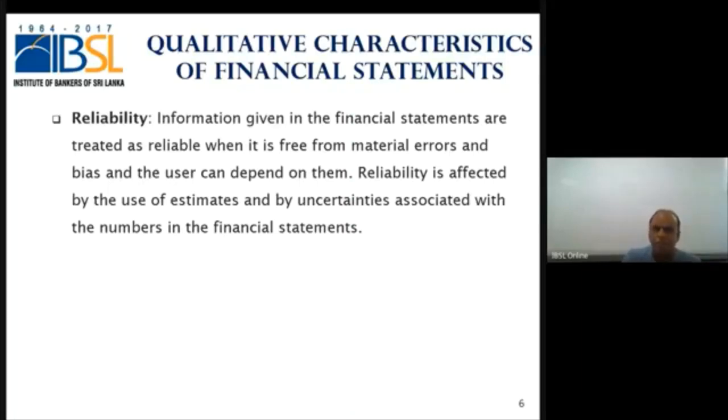Reliability is affected by the use of estimates and by uncertainties associated with the numbers in the financial statements. As we go on, we will learn that you will make a lot of assumptions, and you will also make use of certain estimates in order to prepare your financial statements. By any chance, if you make use of any assumptions or any estimate that is not realistic, then your financial statements may not be reliable. So the reliability factor for a financial statement is very important.